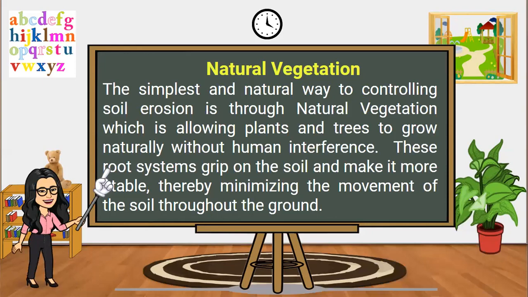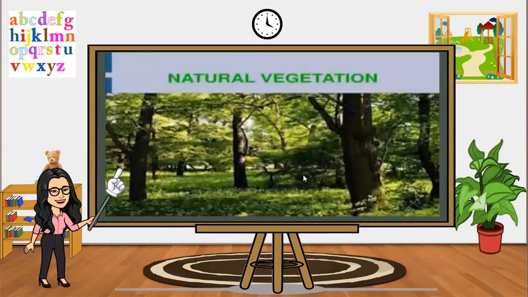Okay, first is natural vegetation. This is the simplest and most natural way of controlling soil erosion, which is allowing plants and trees to grow naturally without human interference. These root systems grip the soil and make it more stable, thereby minimizing the movement of soil throughout the ground. This is the picture of natural vegetation.